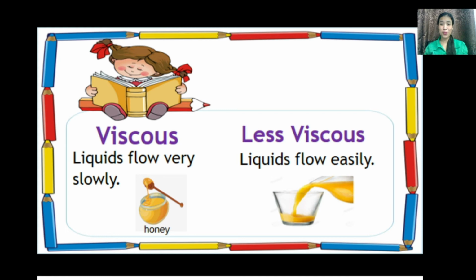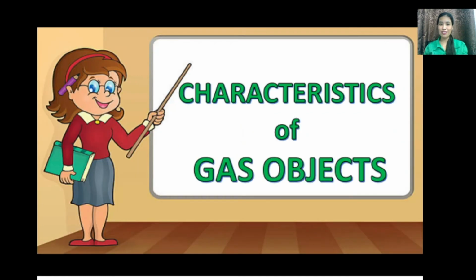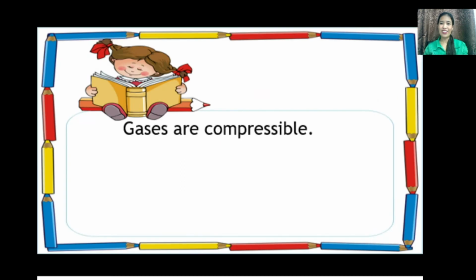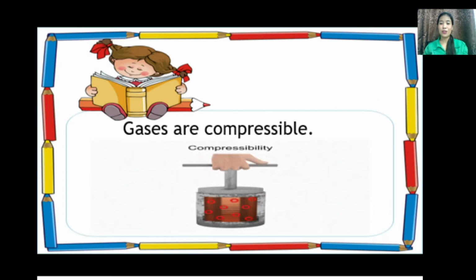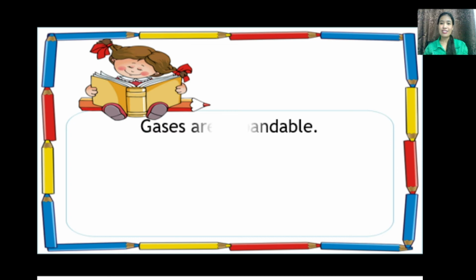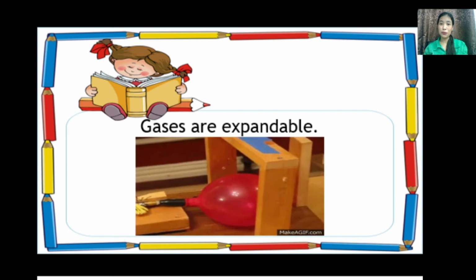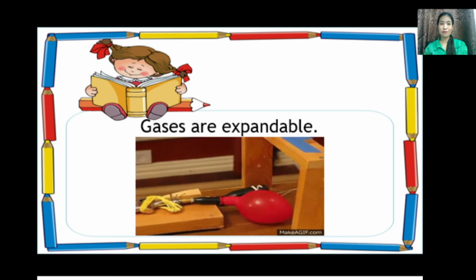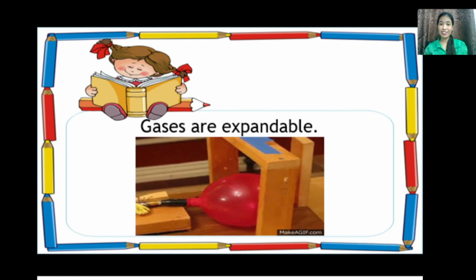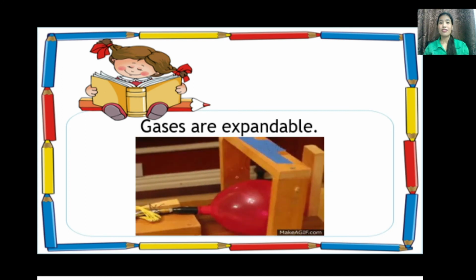So let's continue. How about the characteristics of gas objects? Gases are compressible. Look at the picture. Since the particles of gases are far from each other, they are easy to compress. Another thing, gases are expandable. So just like the balloon, gases fill the balloon so it expands. Did you get that? So what are the two characteristics of gases? Gases are expandable and compressible.